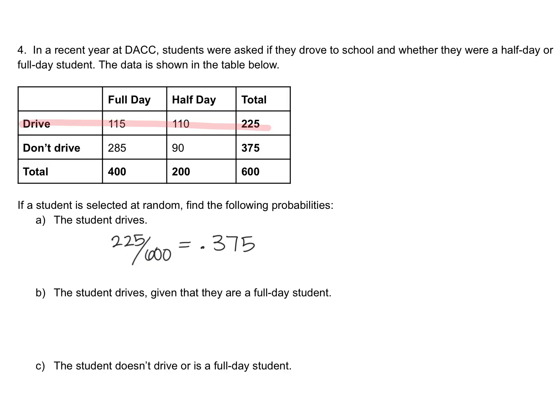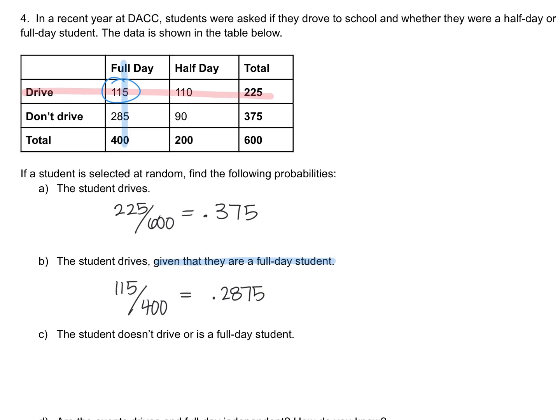Next, we want to find the probability that a student drives given they are a full-day student. So remember, whatever comes after the word given is the row or column you are restricting your total to. So we are restricting this to the number of full-day students, and we're specifically saying of those full-day students, how many of them drive. So my answer is going to be 115 over 400. Which is going to be 0.2875.